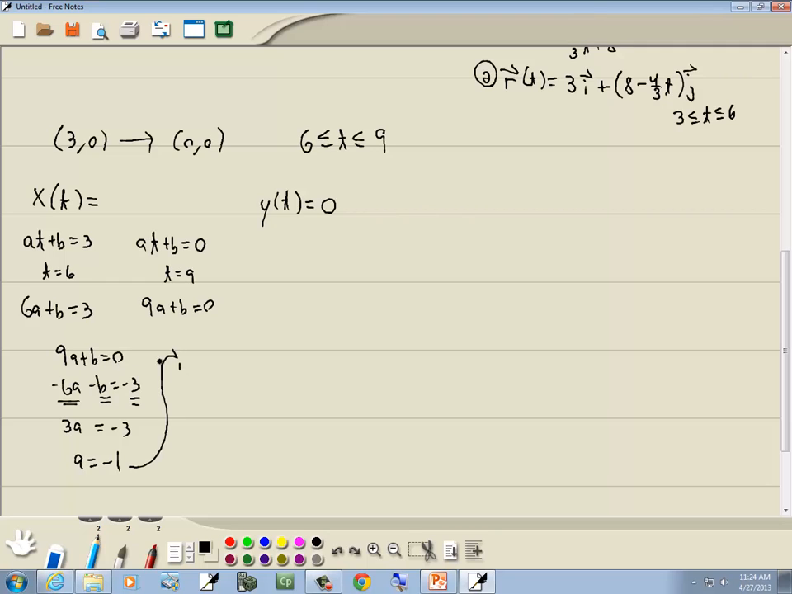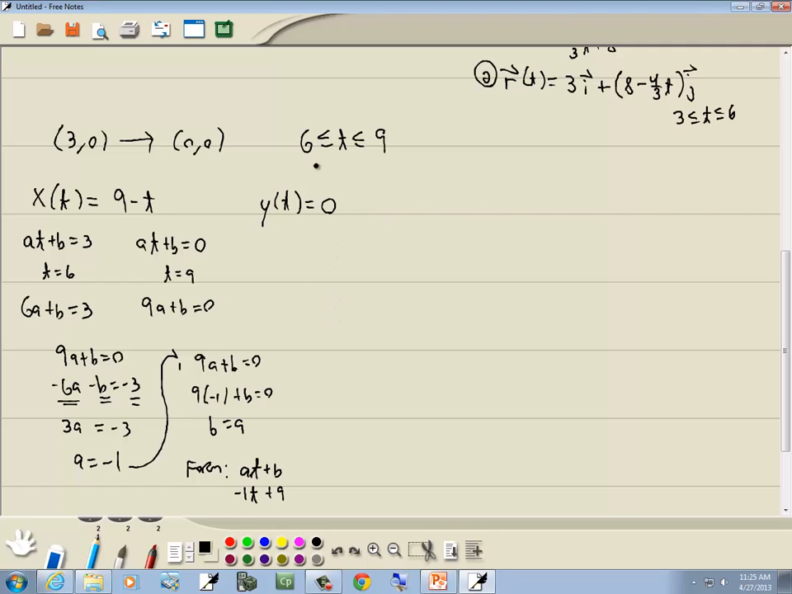Plug that back into one of our equations, doesn't matter which one. So 9a + b is equal to 0. So we have 9 times -1 + b is equal to 0, which tells us b is equal to 9. Now again, the form of what we're looking for is at + b. We just said a was -1. So we have -1t + b, which is 9. So that's 9 - t.